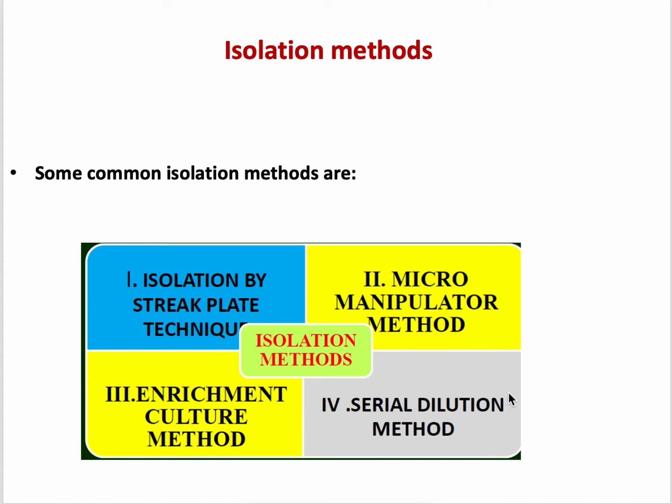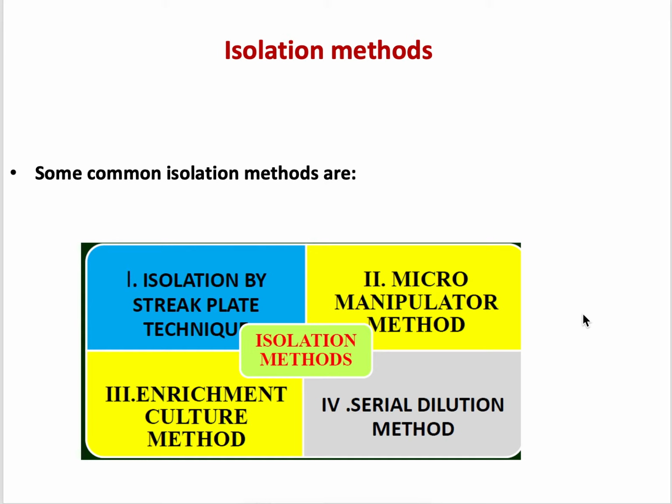If you want to use streak plate, suppose you already know which species you want to isolate. In that case you can go for the streak plate technique. Otherwise, go for serial dilution or droplet method, spread plate method, etc. And the enrichment culture method.